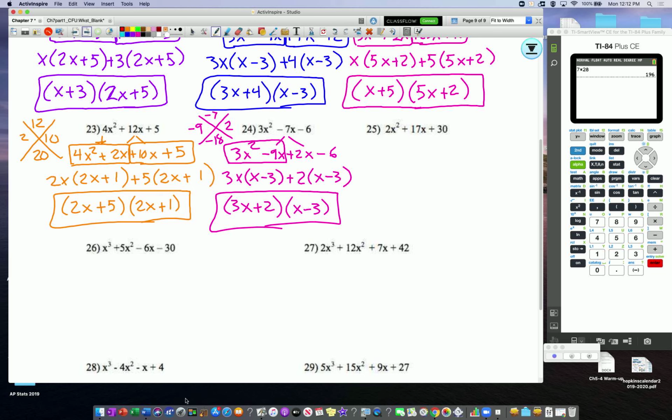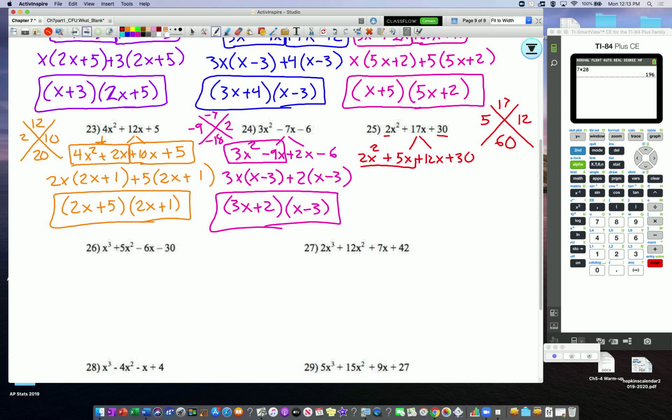All right, last one. I've been talking a lot on this one. All right, crisscross. 2 times 30 is 60. Must add up to 17. I think we had this earlier. Remember when I was saying 5 times 12 is 60? They add up to, oops, I forgot to write the 17 there. Sorry about that. But 5 times 12 will give me 60. So I can rewrite this as 5x plus 12x. So bring down the 2x squared, bring down the 30.